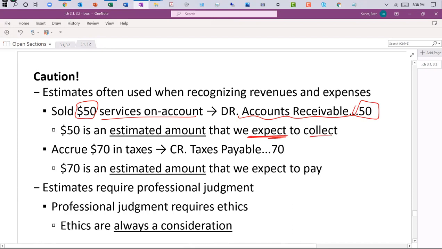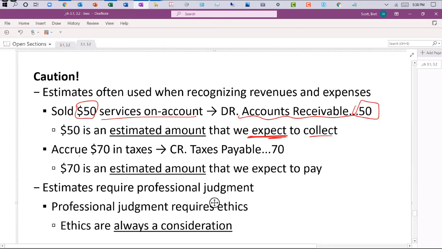And that $50 represents what we expect to collect in cash. Is it possible that we might not collect the whole $50? Sure, people don't pay us back. That's unfortunate, but it happens. Expenses, revenues, we record them as the estimated amounts we expect to pay out for expenses and collect in terms of revenues. They may not always turn out to be that way. We'll talk about more of that later in other chapters.